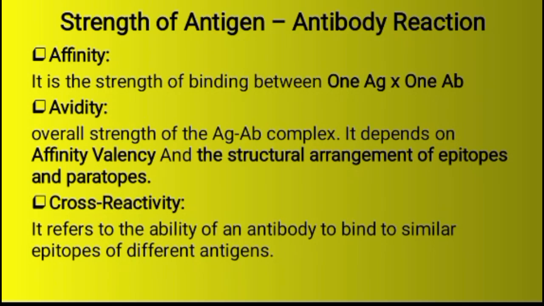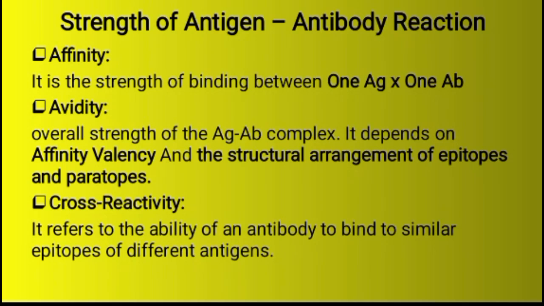Then how are we going to determine the strength of the antigen-antibody reaction? First of all, we have what is called the affinity. Affinity is the strength of binding, forward binding, between one antigen and one antibody. So when one antigen and one antibody come together, affinity tells the strength at which they are binding together because of their specificity.